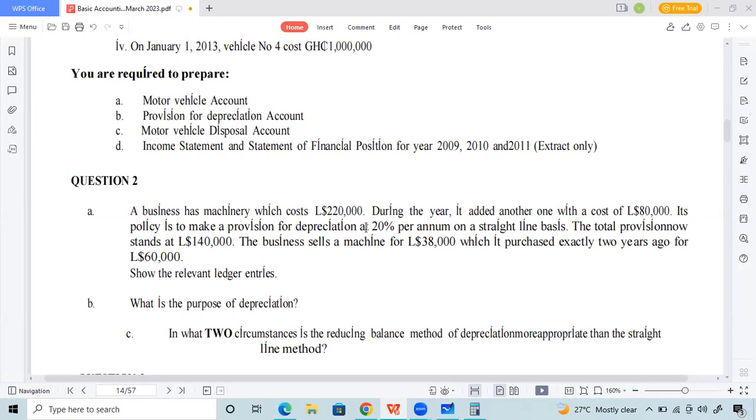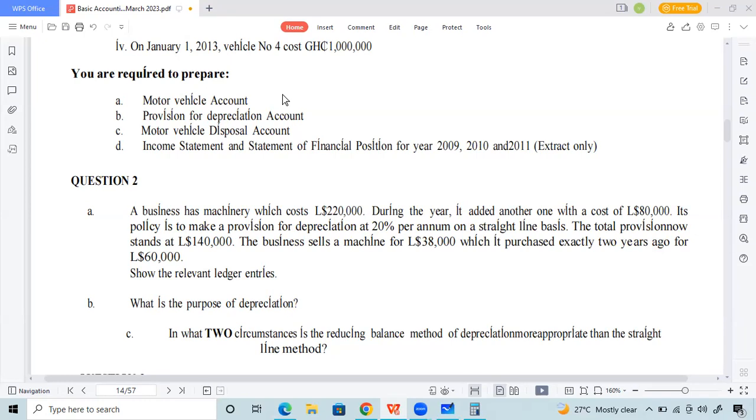So if you look at question 2 now, they say show relevant ledger. If the examiner does not make reference to the ledger that you need to open, it means you need to open everything. In this particular question, the examiner does not mention the ledger that you need to open. The examiner just says show the relevant ledger entry.